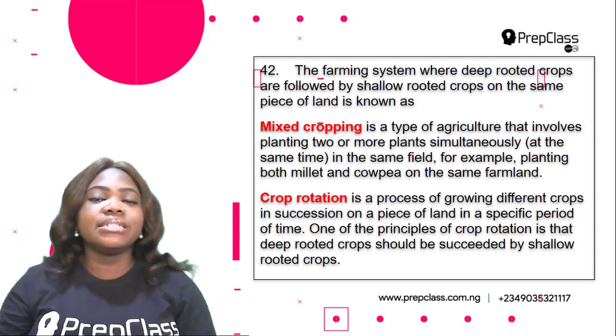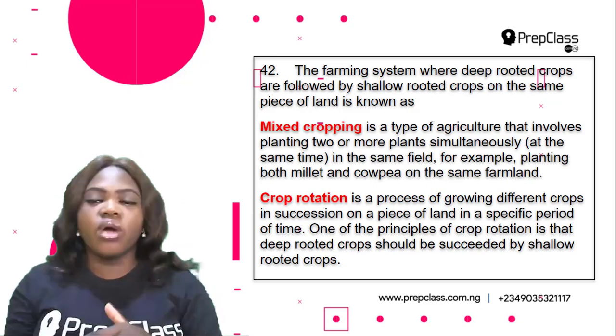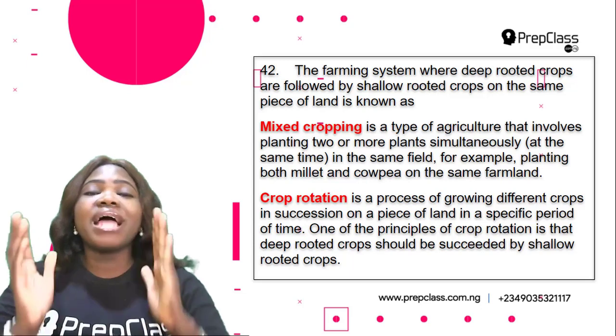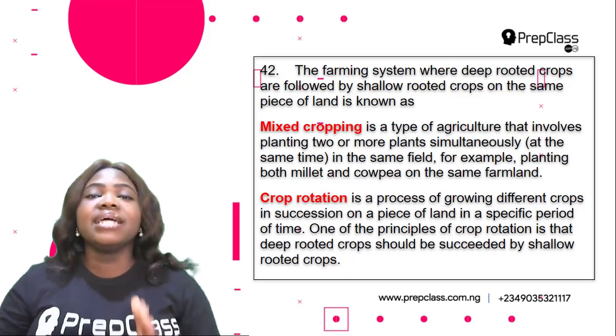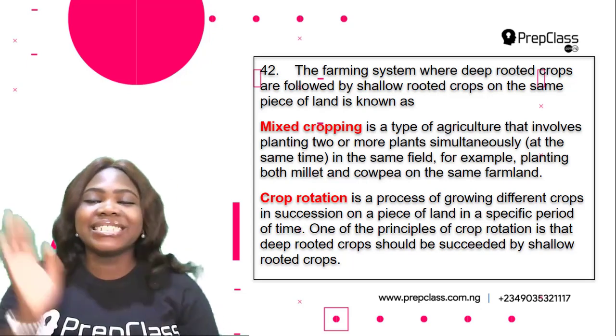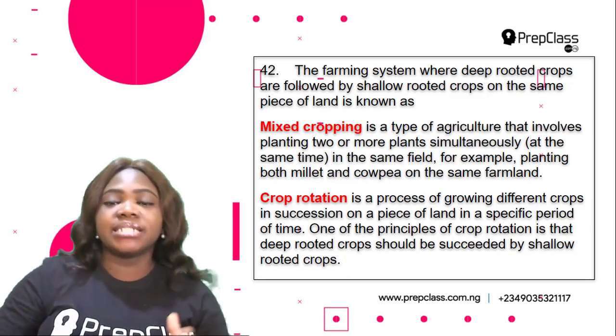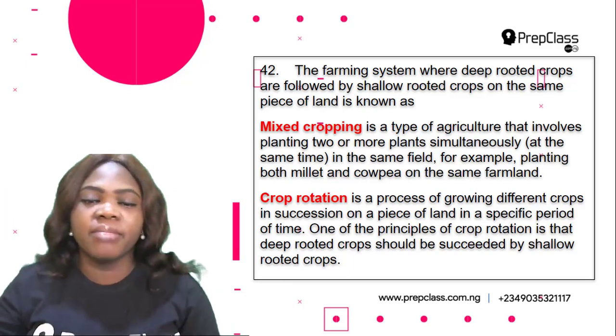So the first one is mixed cropping. What is mixed cropping? Mixed cropping is a type of agriculture that involves planting two or more plants simultaneously, that is at the same time in the same field. For example, planting both millet and cowpea on the same farmland.